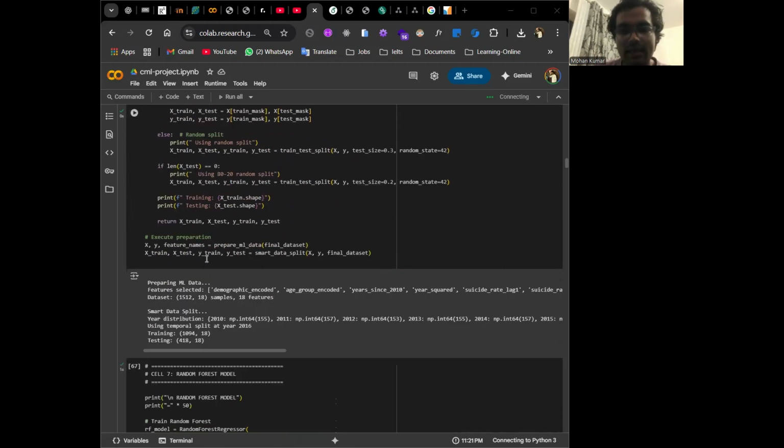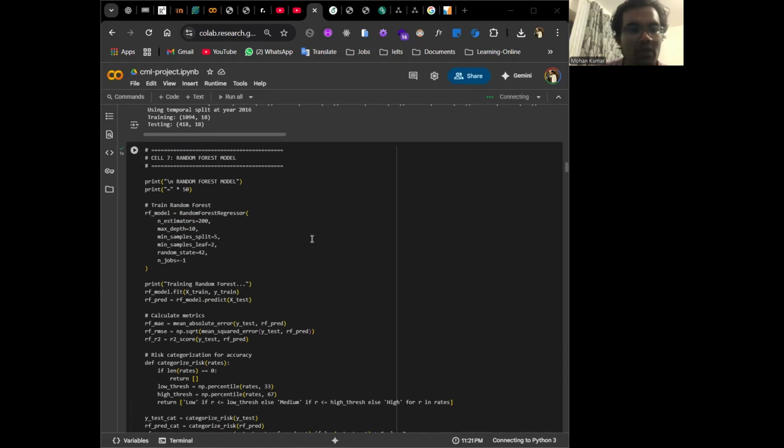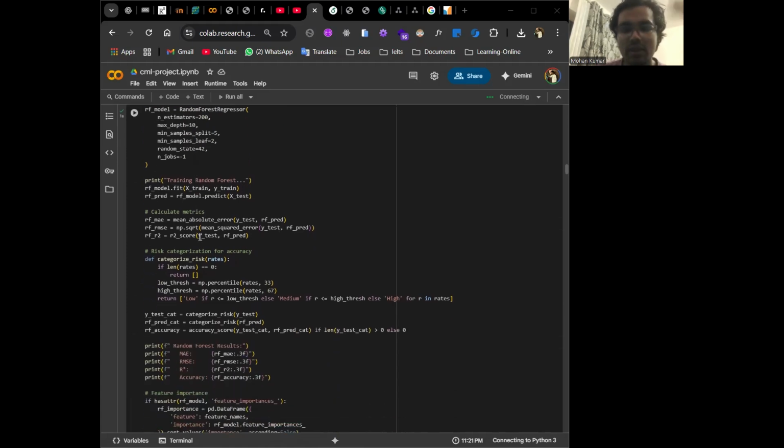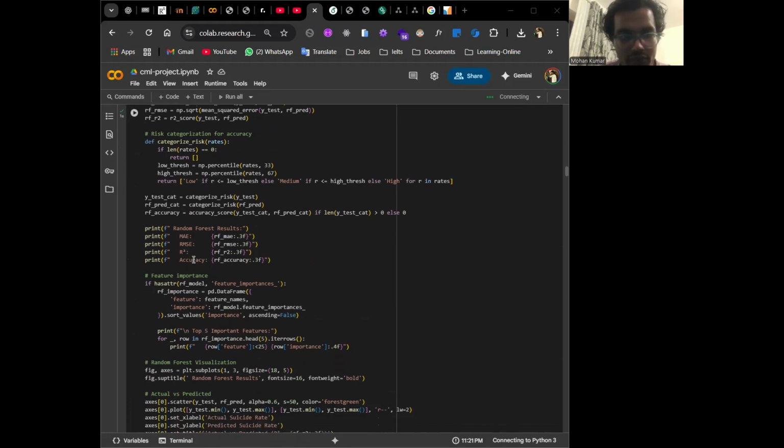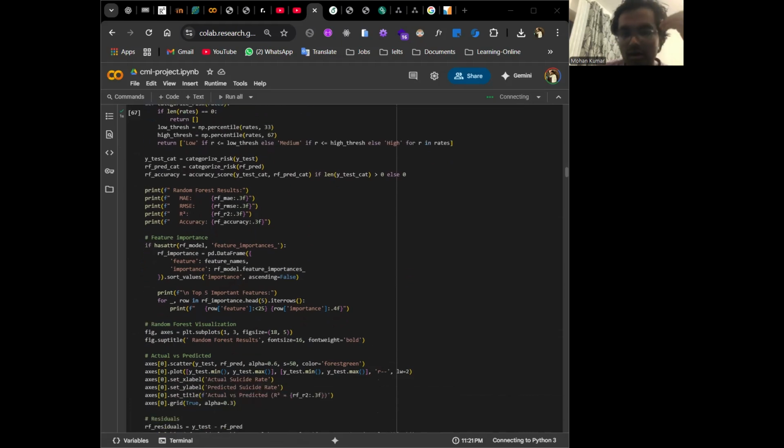So finally, my model is a random forest model. The random forest model was trained using 200 different decision trees. Each tree makes a prediction, and the final prediction is the average of all trees. This makes it more accurate and less likely to overfit.